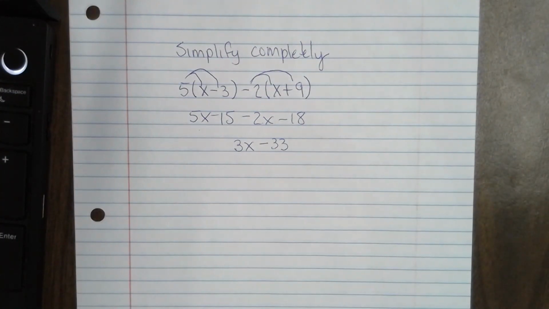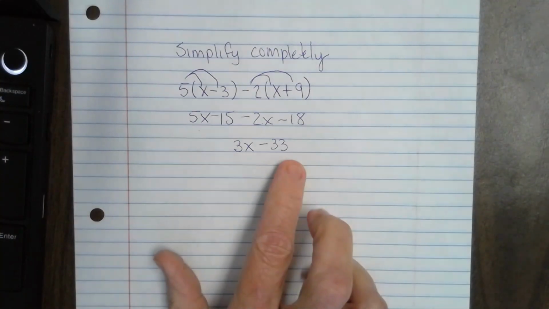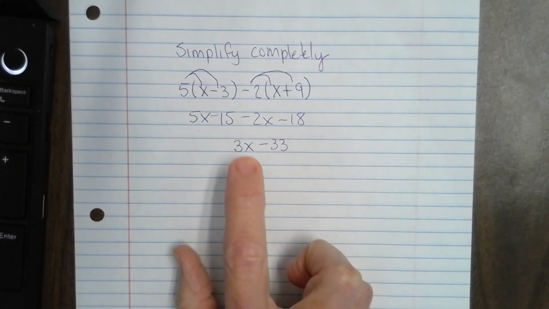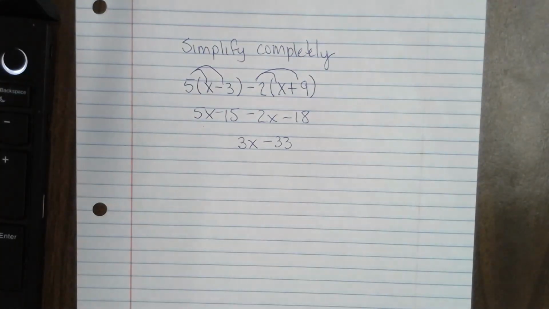There is nothing else I can do in this problem. Because first of all, this is a constant with no variable. This has a variable. This is as simple as it gets. It's not an equation and there's nothing to solve. This is your final answer. Okay?